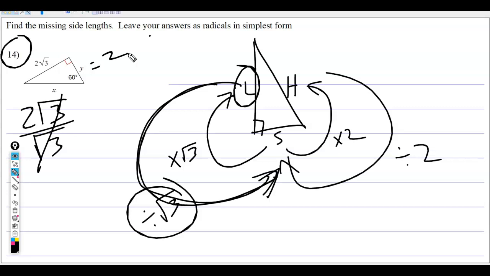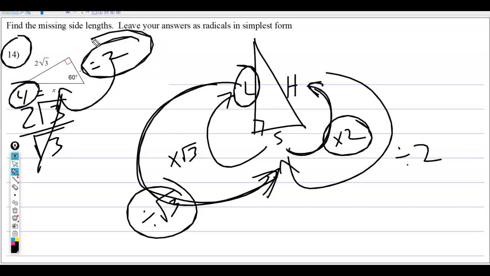Now, once you know your short leg, to get to your hypotenuse, all you have to do is multiply it by 2. So if I multiply that by 2, I can find x. 2 times 2 is 4. So your two answers to this problem would be 4 and 2. Let's look at another problem.